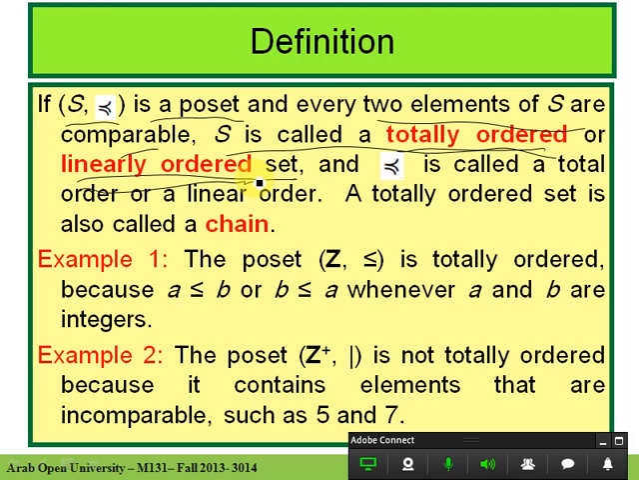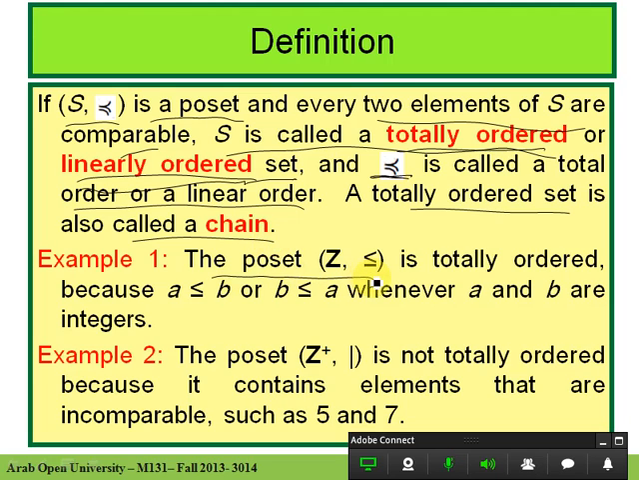And this relation is called an ordered or linear ordered relation. A totally ordered set is also called a chain. We just call it a set of numbers, a chain of numbers.